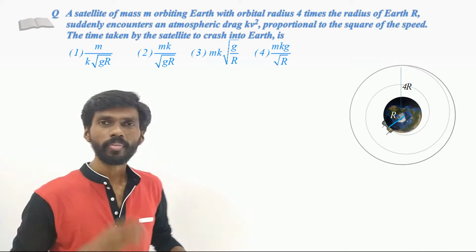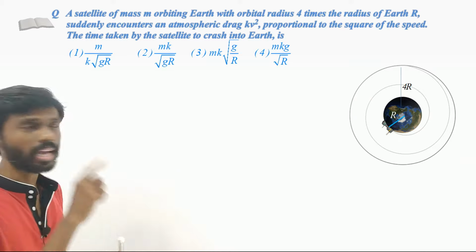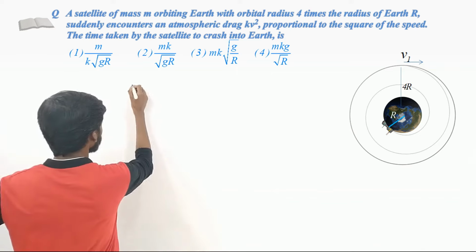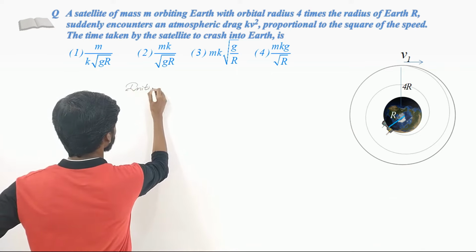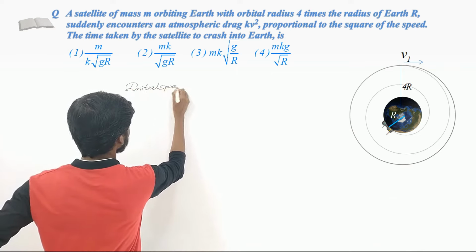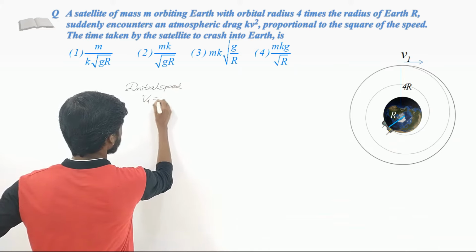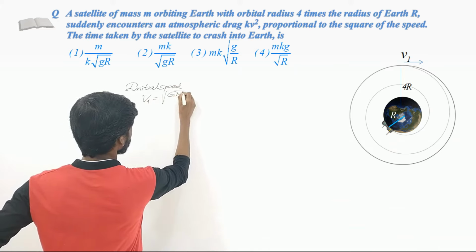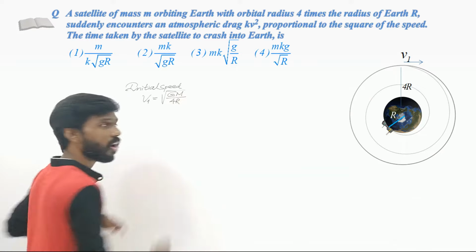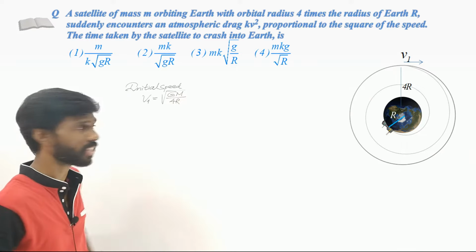Alright, now what we do is, let us first find the speed of the satellite at the topmost point, that is the initial speed. So what is the initial speed? Taken as v1, that is equal to the square root of GM divided by 4R. This is the orbital speed at a distance 4R from the center.